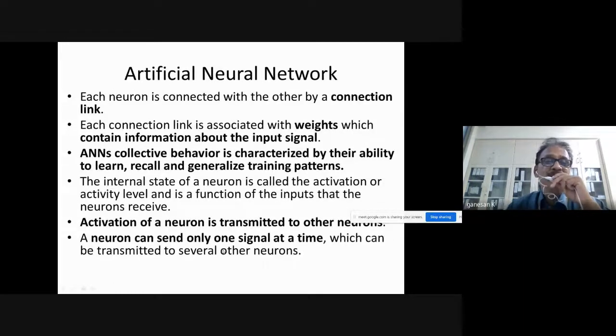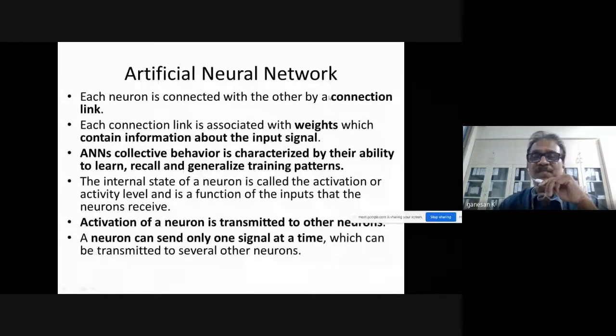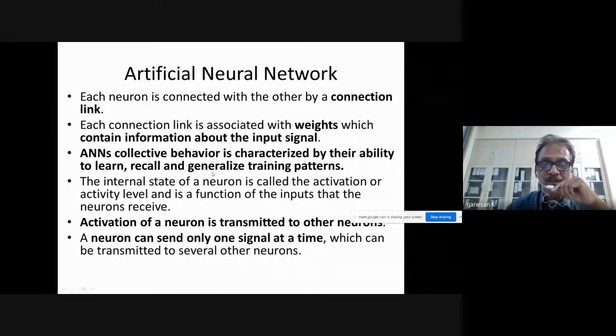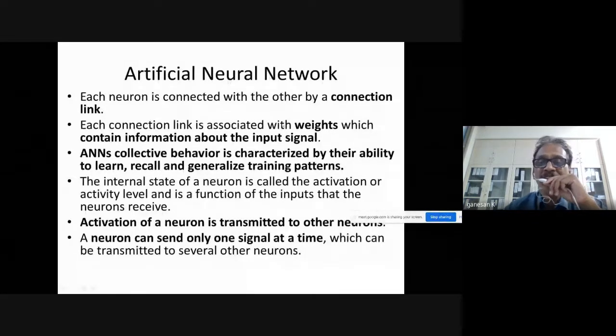Okay. So each of these neurons is connected with the other by a connection link. When I say neural network, I mean more than two units are connected together. When you are connecting them, there should be a wire or maybe a cable and so on. So here we use the word link. Each connection link is associated with weights which contain the information about the input signal. This word weights is again very, very important from a neural network point of view.